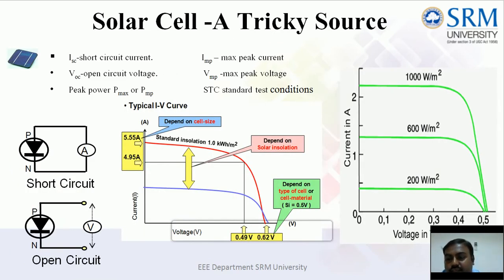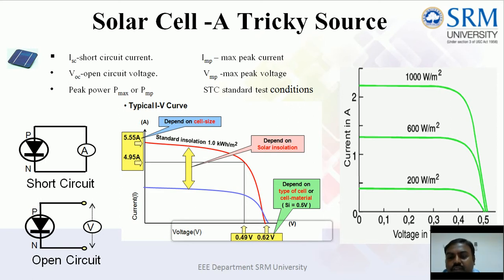A solar cell is a tricky source. Of course, it's a tricky source. The reason is that we cannot get constant output power from the solar cell. The solar output voltage varies with the given irradiation and temperature. As I have already told, the short circuit current is represented at the left extreme and the open circuit voltage is on the x-axis. You can see that as irradiation varies, the IV curve's magnitude also varies.